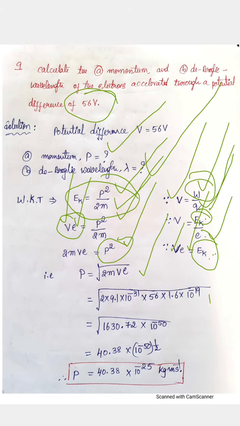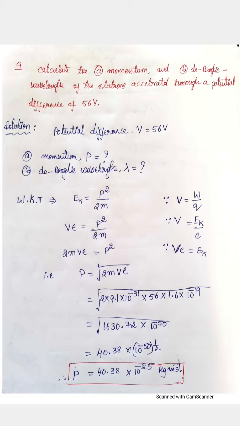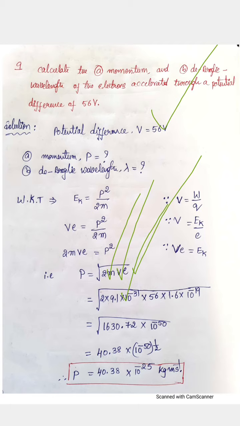In the next step, we are going to substitute the values of the mass of the electron, the accelerating potential, and the charge on the electron. The square root stays as it is: 2 into the mass of the electron. What is the mass of the electron? 9.1 into 10 to the power minus 31. Next, into V. What is V? Potential. Have they given the potential difference? Yes, they have given, that is 56 volt.